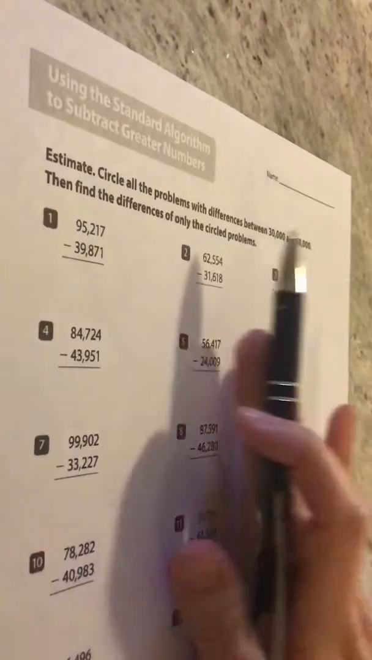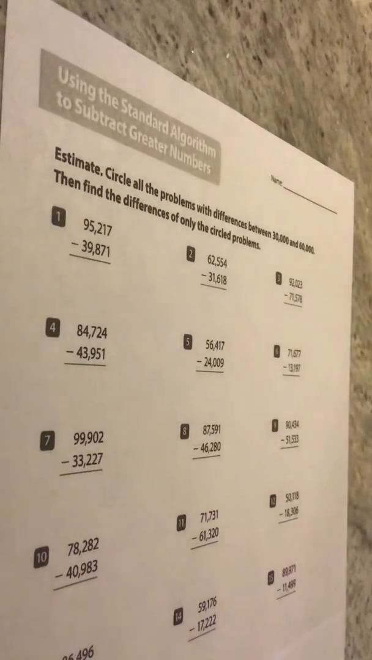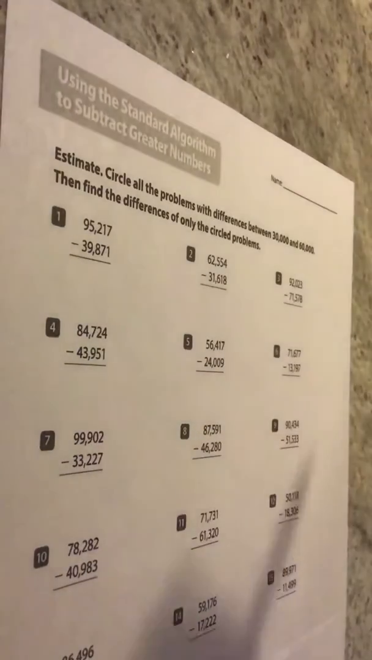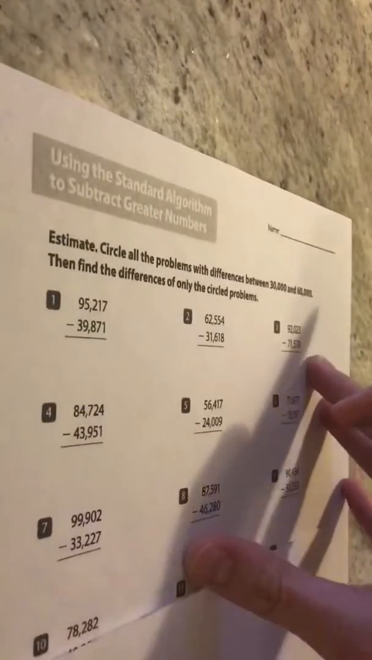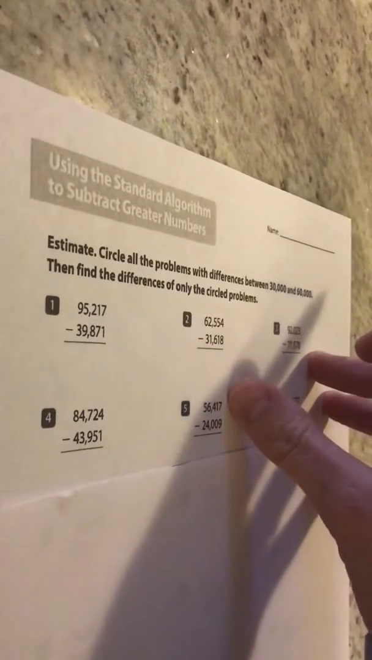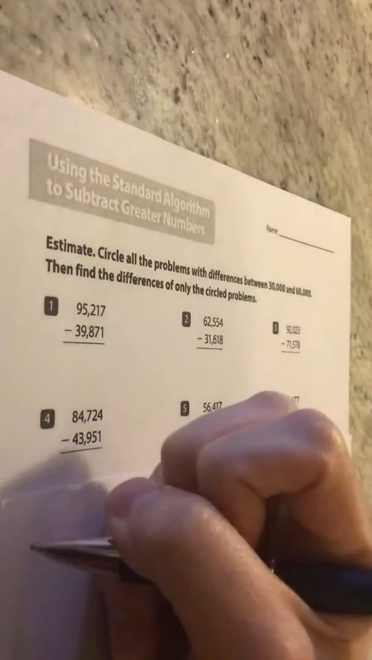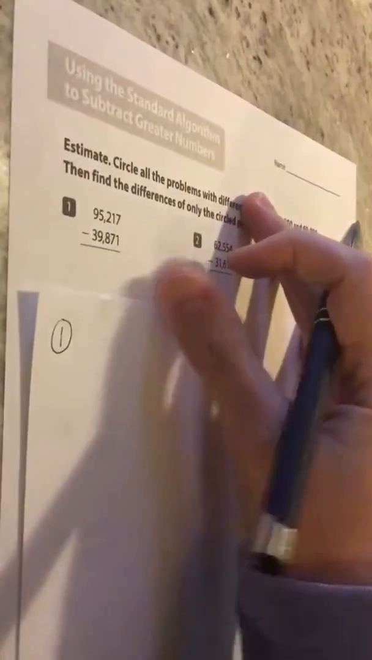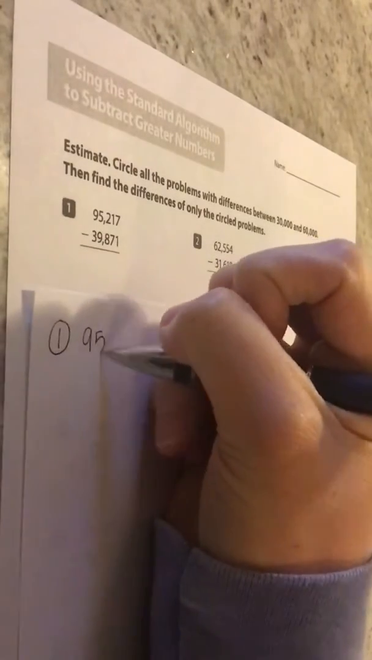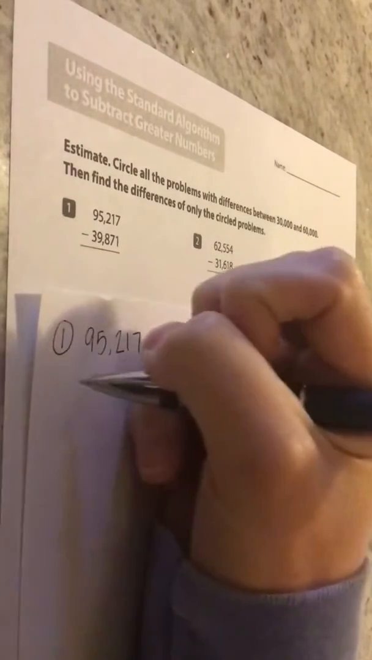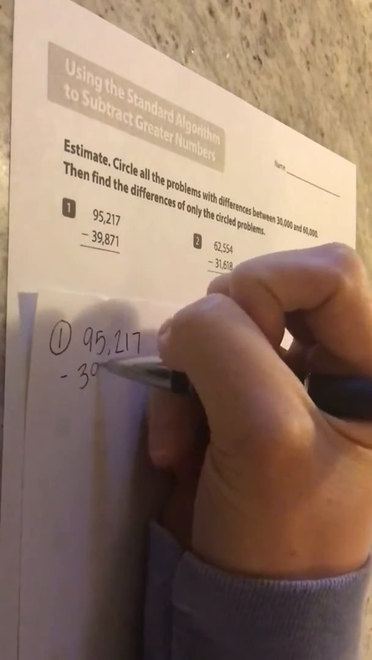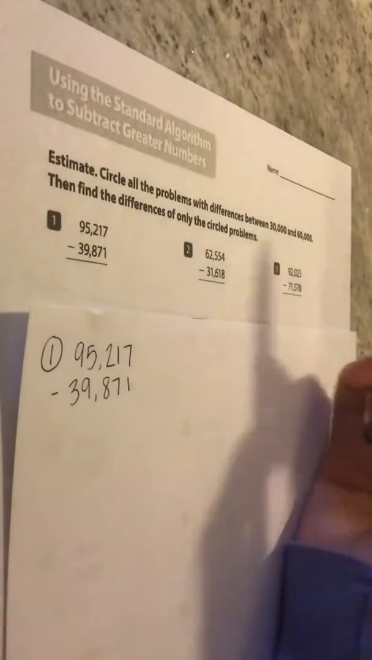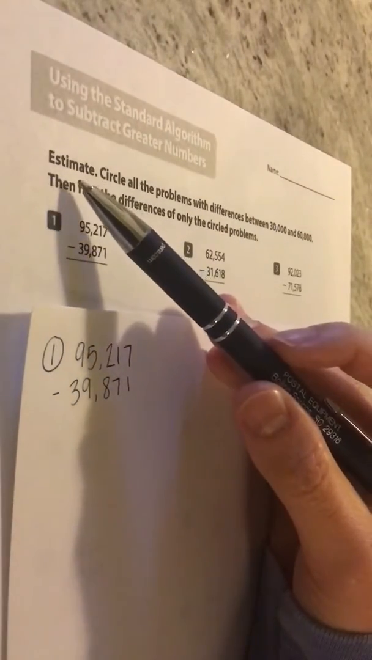Then you're going to go back to all of your circled problems and you're going to actually find the exact difference by subtracting like we usually would. All right, so I will show you a few examples. So for number 1, I'm going to write it on a different sheet of paper just so I have more room. 95,217 minus 39,871. All right, and to estimate, that just means I have to round.